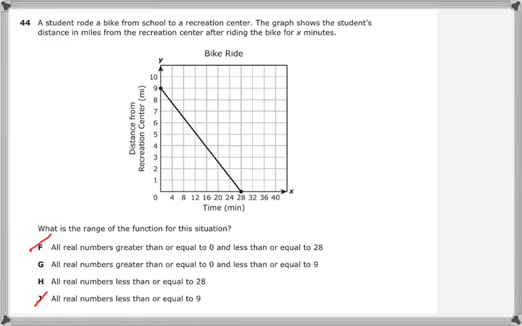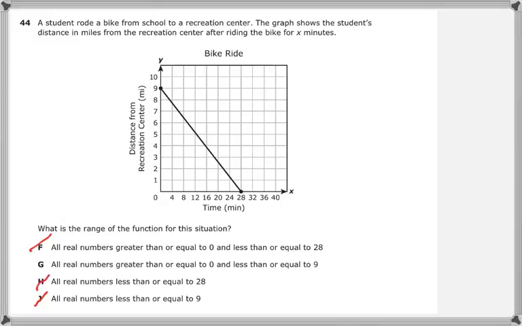Okay, let's look at answer choice H. All real numbers less than or equal to 28. If you look at our range, it starts at 9. It doesn't even approach 28. So 28 would be well above where we're located, almost 3 times higher. We're starting at 9, so 28 is not in our range. So we can go ahead and mark out answer choice H.